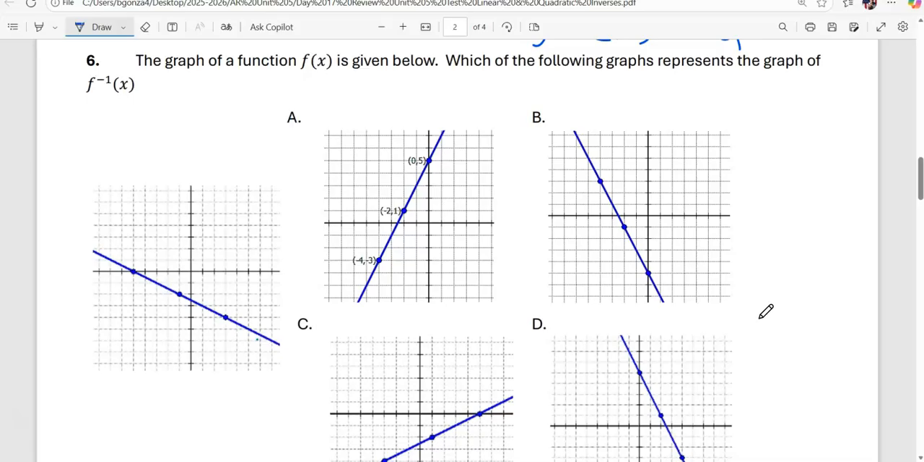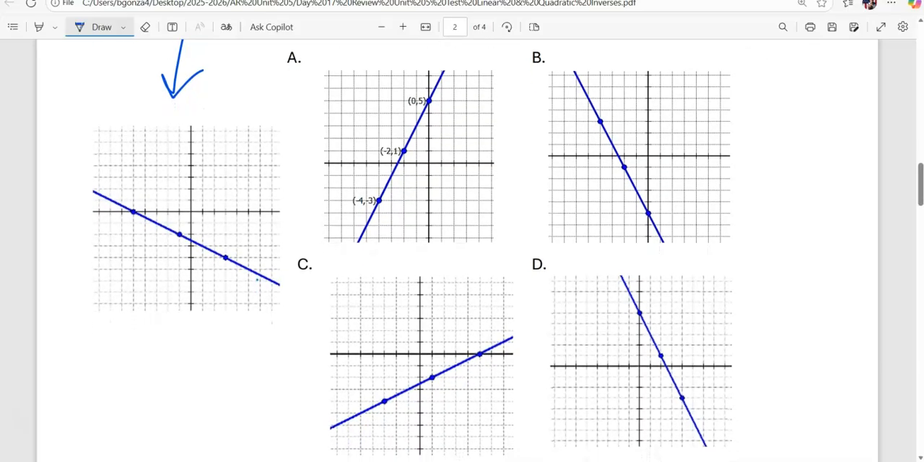All right, the graph of the function is below. Which of the following graphs represent the graph of the inverse? So this is a graph. So we need to take that graph and get ourselves a table of values. So we've got x, we've got y. This right here is (1, 2, 3, 4, 5), negative 5, 0. This right here is negative 1, negative 2. This right here is 3, negative 4.